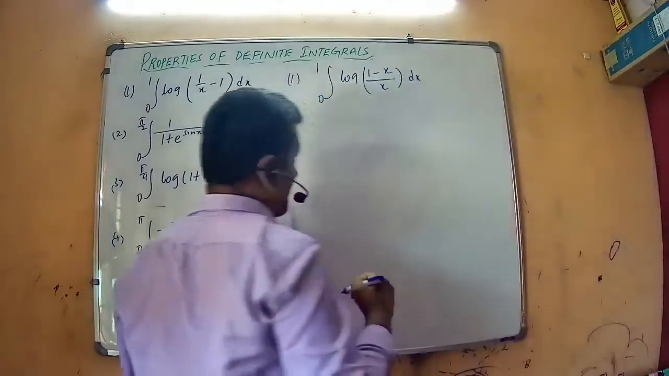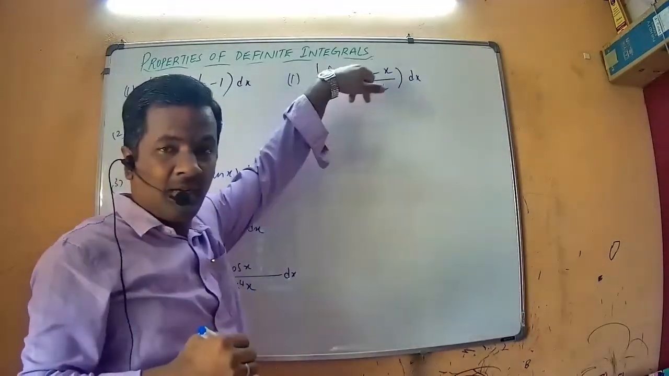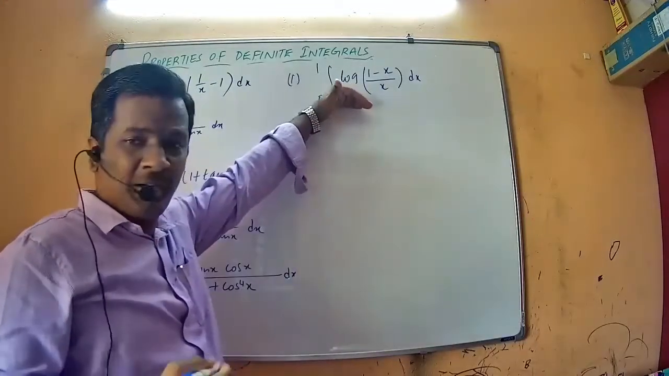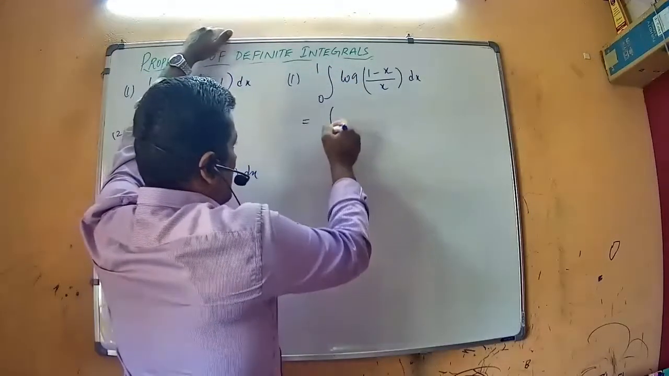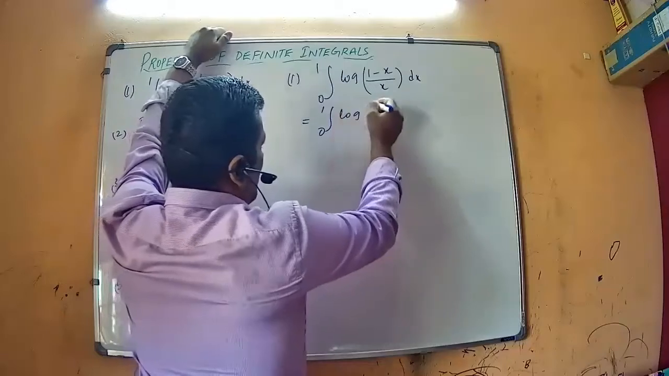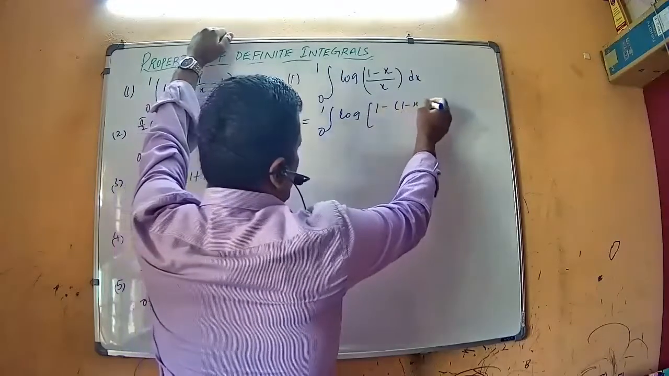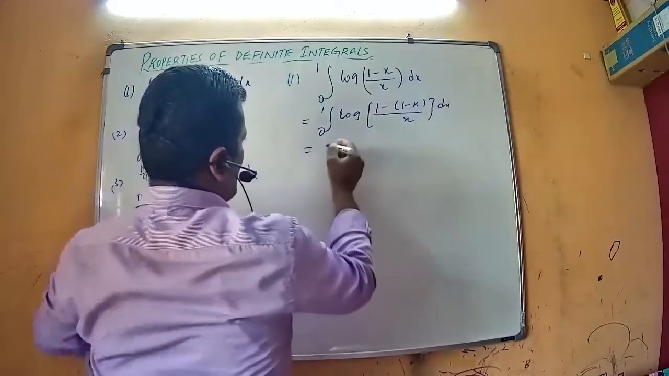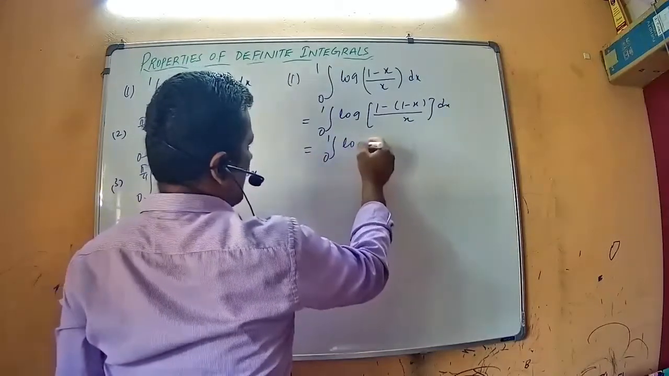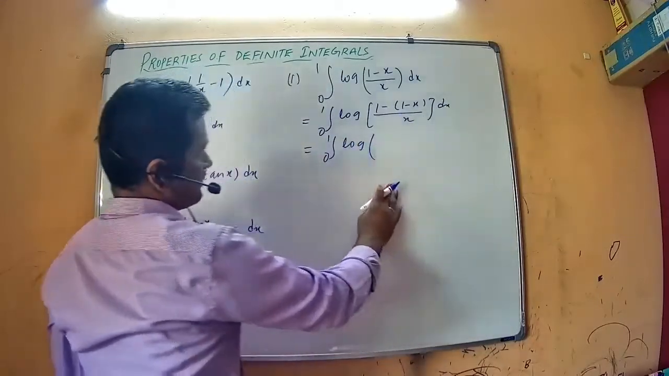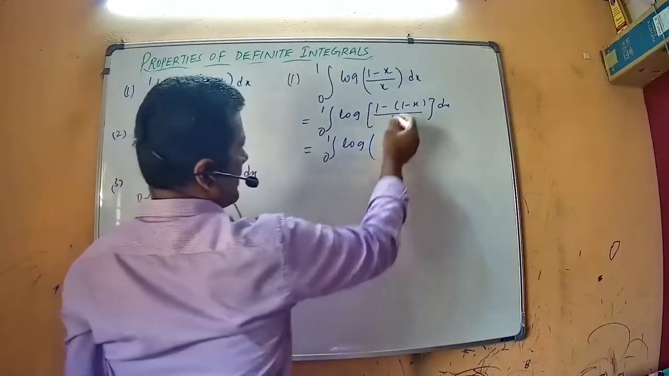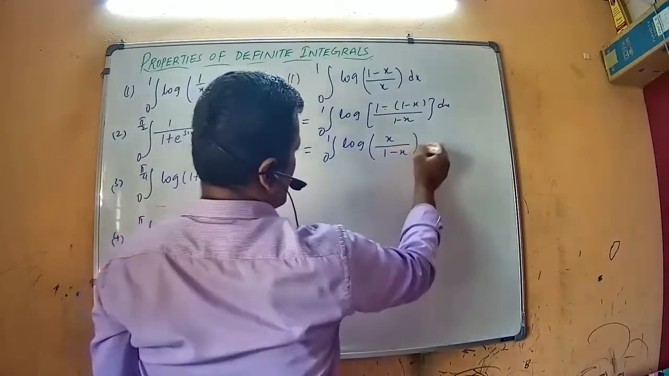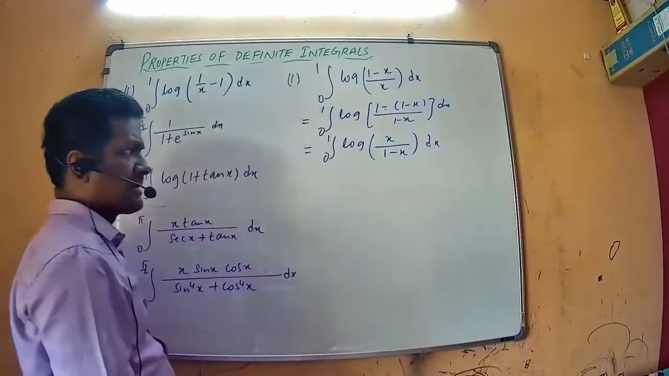Whenever the lower limit is 0, according to the property, we can write here upper limit minus x. That is what I am going to do now. This is log of 1 minus of (1 minus x) by x. After simplifying, log of, 1 and 1 will get cancelled, x by (1 minus x) dx.